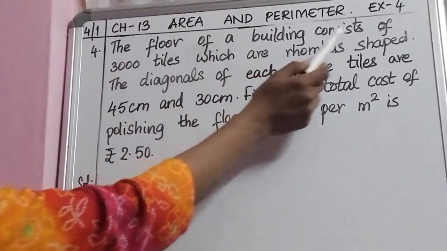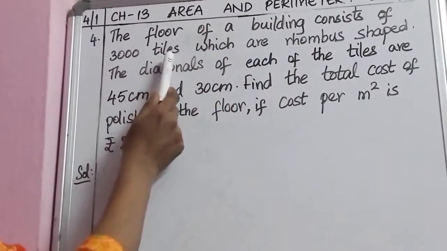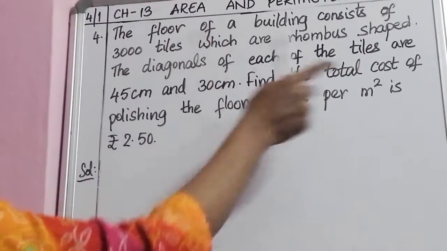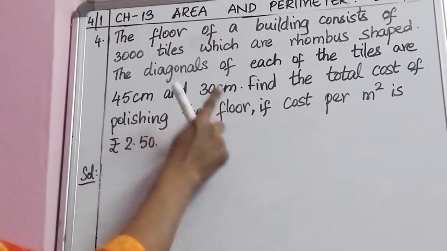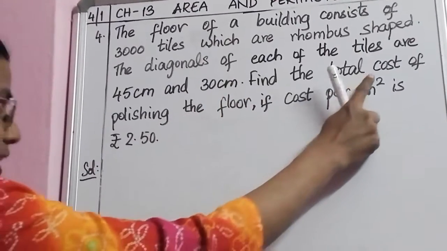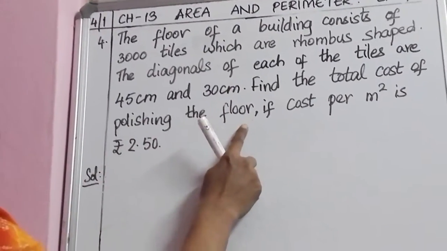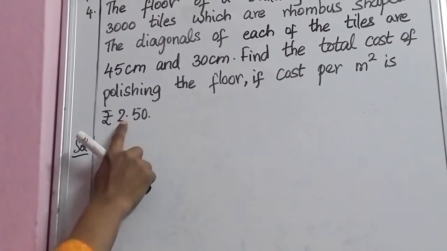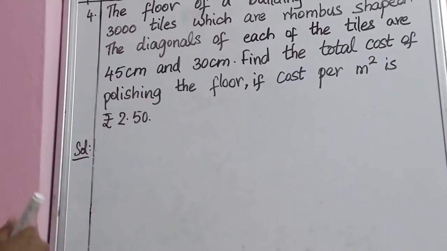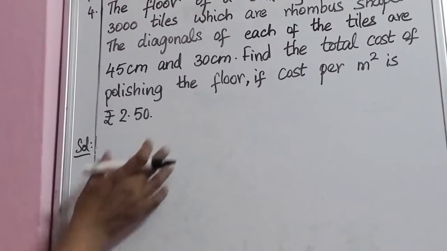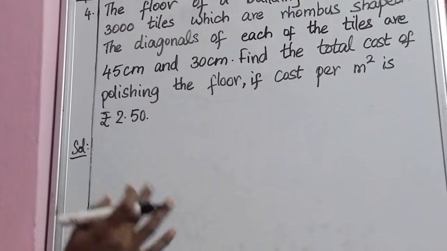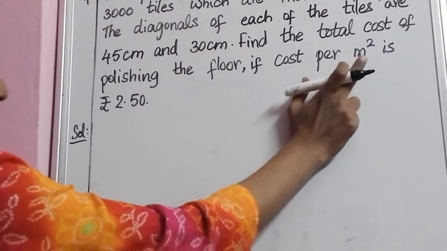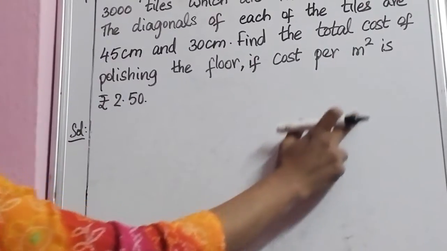The floor of a building consists of 3000 tiles which are rhombus shaped. The diagonals of each of the tiles are 45 centimeters and 30 centimeters. Find the total cost of polishing the floor if the cost per square meter is rupees 250, that is, 250 rupees 50 paise. This is the question given. So here the measurements are given in centimeters, but they have given the cost per square meter.